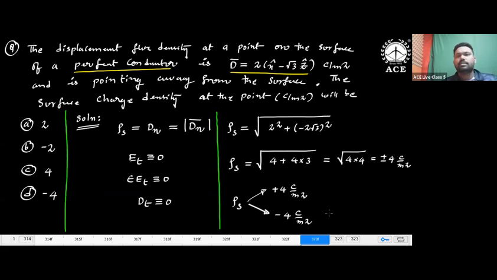Yes, beta. Is it a plus 4 coulomb per meter square or minus 4? It is a plus 4. It is clearly mentioned. It is pointing away. This happens only if it is a positively charged one. It is away. So this is the answer. So option C is the answer, beta.